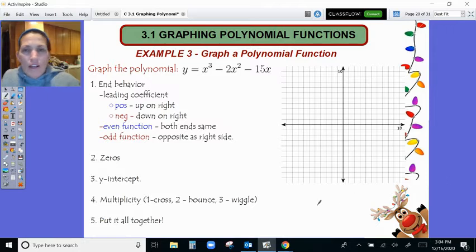Okay, so now let's go ahead and practice graphing a polynomial. All right, so the very first thing I like to look at is end behavior. So we look at our leading coefficient. Is my leading coefficient positive or negative? Okay, and actually the first thing I want to do is have this in factored form. Sometimes it's in factored form, sometimes it's not. Big ones I'm going to give to you in factored form. Little ones you're going to be able to factor on your own.